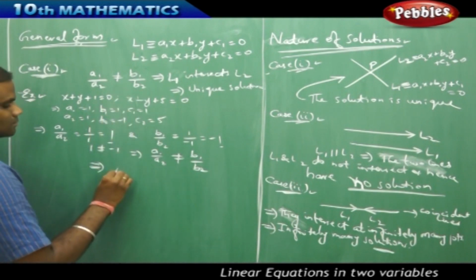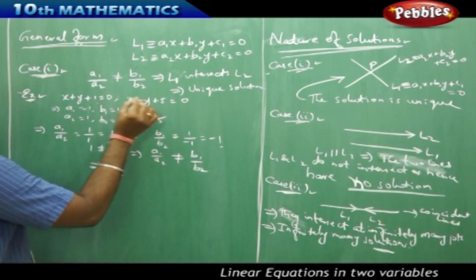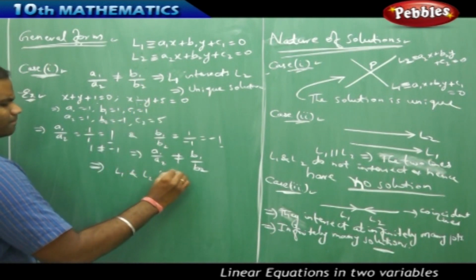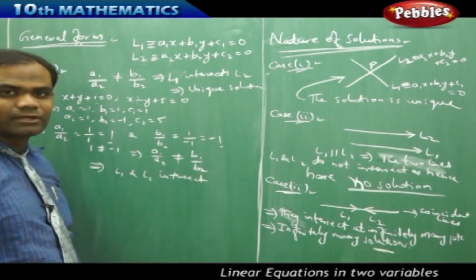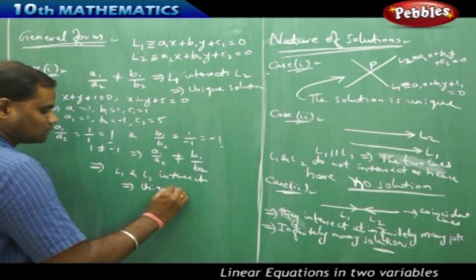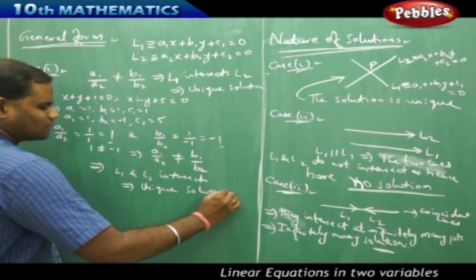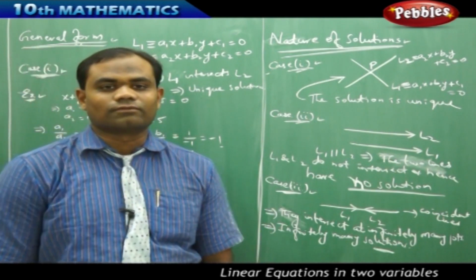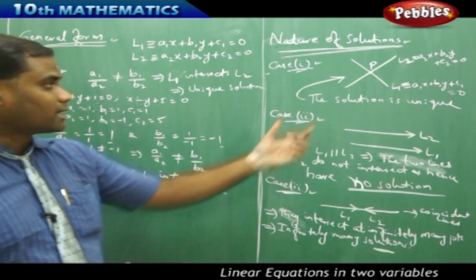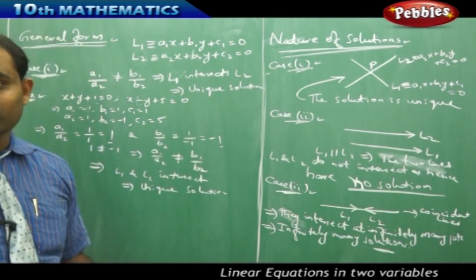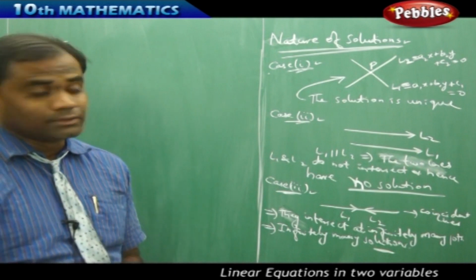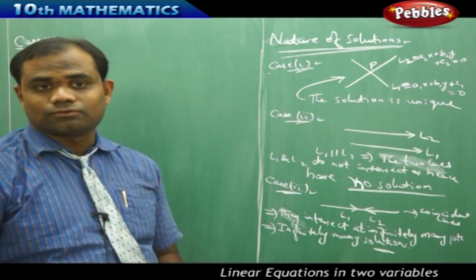And therefore, using the condition of a1 by a2 not equal to b1 by b2, I say that the lines L1, which is given by this, and L2 given by this, intersect at one point, and a unique solution exists. This is one of the examples through which we can verify case 1 of understanding this with an algebraic approach.